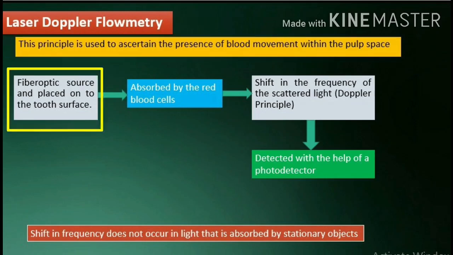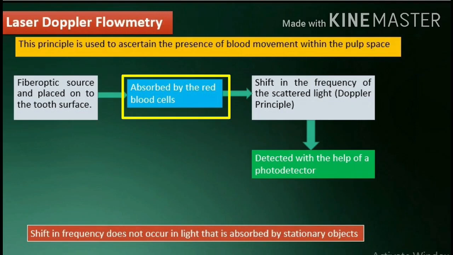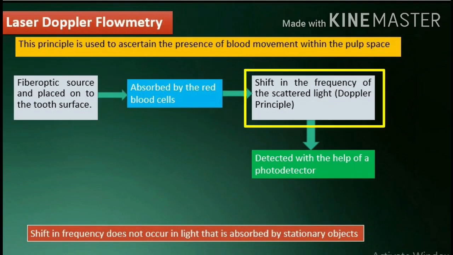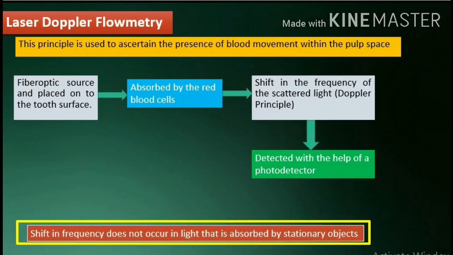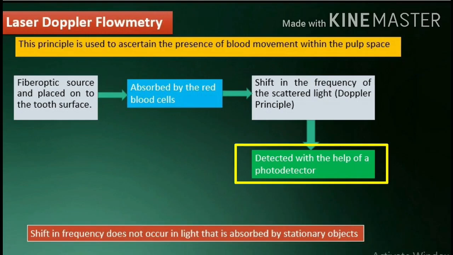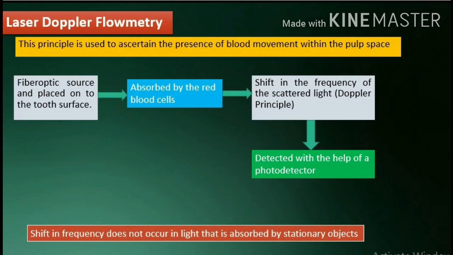The laser light is transmitted through a fiber optic source and placed onto the tooth surface. The light enters the tooth and gets absorbed by the red blood cells, which leads to a shift in the frequency of the scattered light. This occurs due to the Doppler principle. This shift in frequency does not occur in light that is absorbed by stationary objects. The proportion of Doppler-shifted light is detected with the help of a photodetector. It is potentially used to differentiate a healthy, traumatized tooth with reduced blood supply from a non-vital tooth.